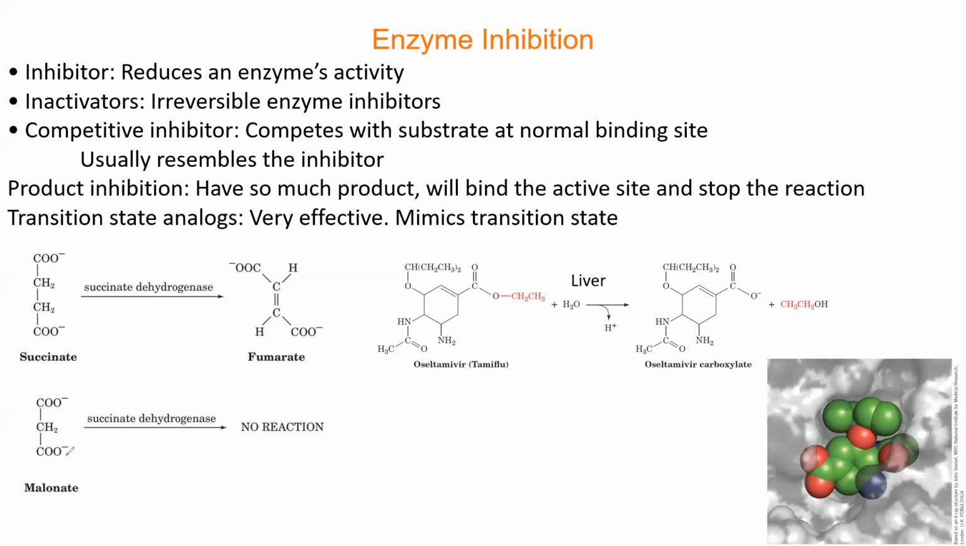A good competitive inhibitor are also transition state analogs, because remember, the enzyme really wants to lower the activation energy of the transition state. And so if your inhibitor looks like the transition state, your enzyme is likely to bind that and then stop working.